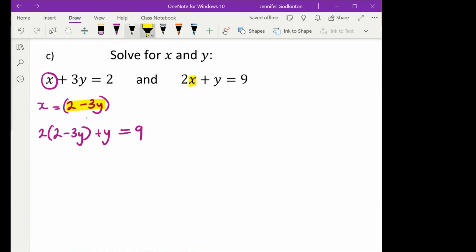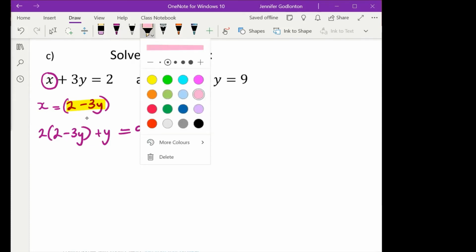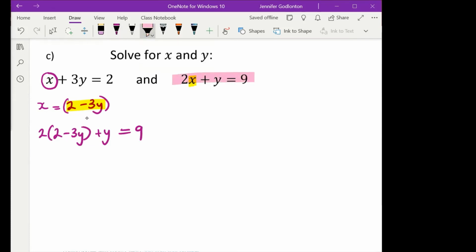If anyone is feeling confused, this equation here is this equation here. I've just substituted my x in where it was x. Now I'm going to do my distribution. I'm going to distribute my 2 into both of those. So I'm going to get 4 minus 6y plus y, which is equal to 9.